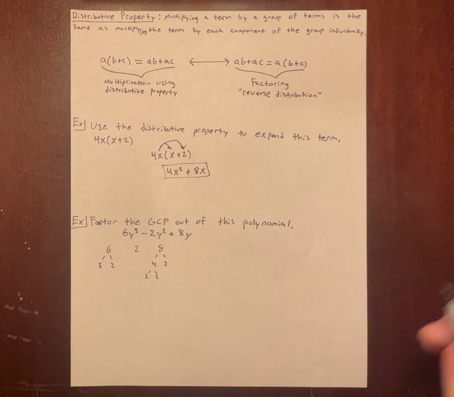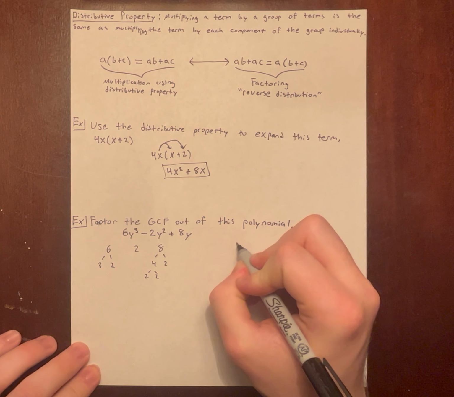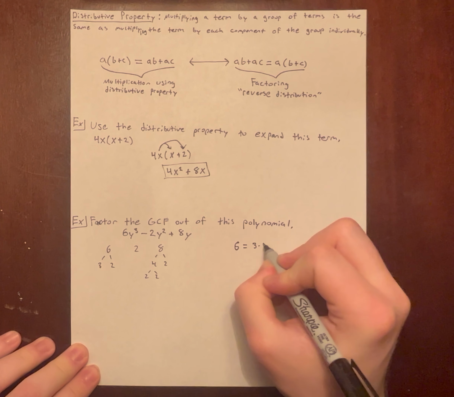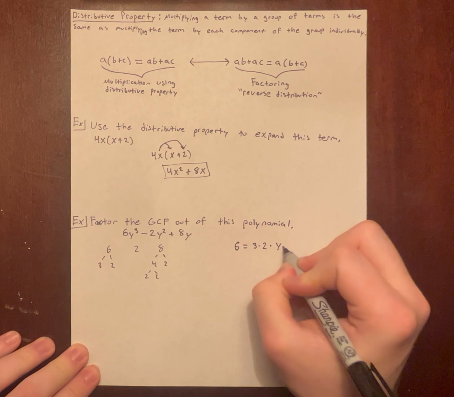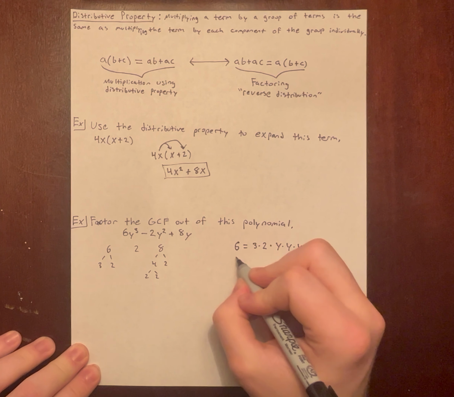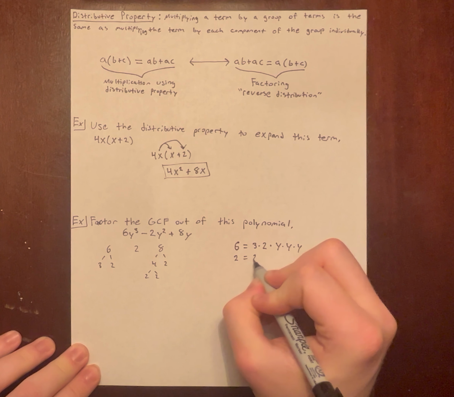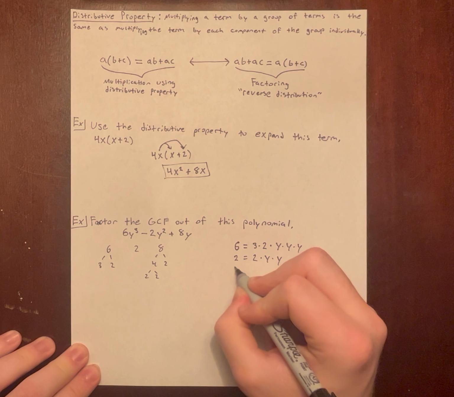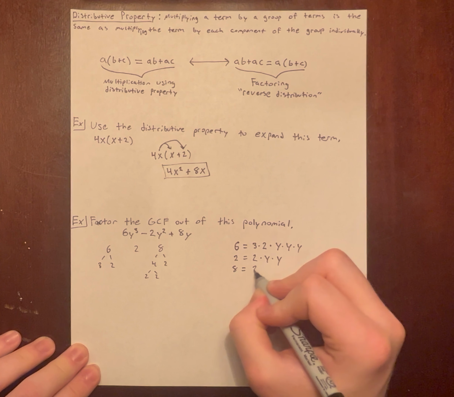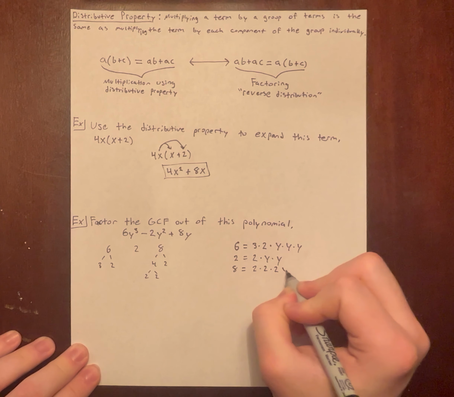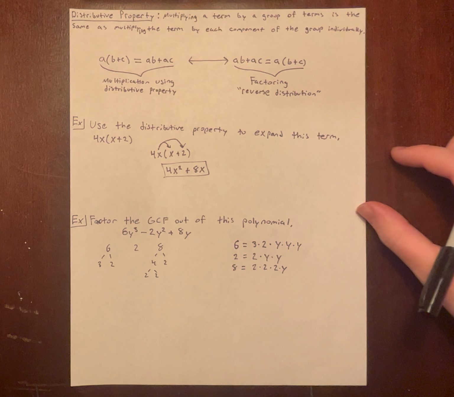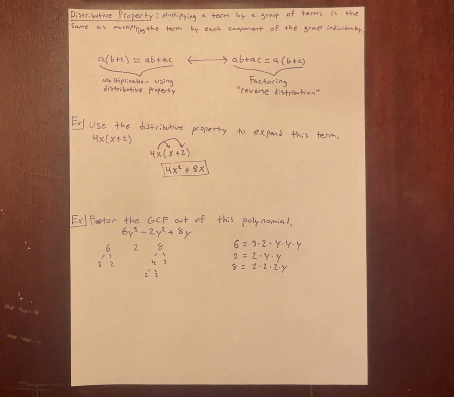Altogether, 6 is equal to 3 times 2, however we also have a y times y times y. 2 is just 2, however this has a y times y as well. And 8 is 2 times 2 times 2 times a y. So this is going to be our prime factorization with our variables.